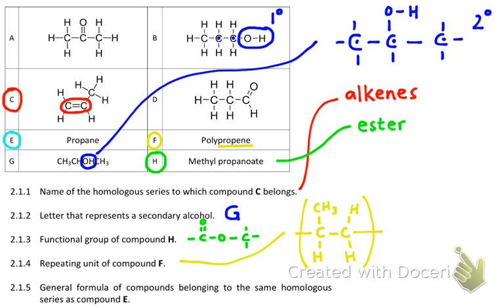And then finally, 2.1.5: The general formula of compounds belonging to the same homologous series as compound E. E is propane, so it's an alkane. And the general formula for an alkane is CnH2n+2.